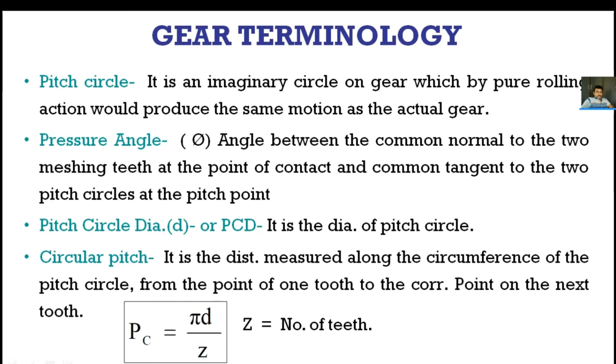Then circular pitch. Circular pitch is the circumferential distance covered by each tooth of a gear. The total circumference of the pitch circle is pi D, divided by the number of teeth, which gives the circumferential distance covered by a single tooth. So the circumferential distance divided by the total number of teeth on the gear is the circular pitch. It is the distance measured along the circumference of the pitch circle from a point on one tooth to the corresponding point on the next tooth. Pitch is generally the distance between consecutive points.